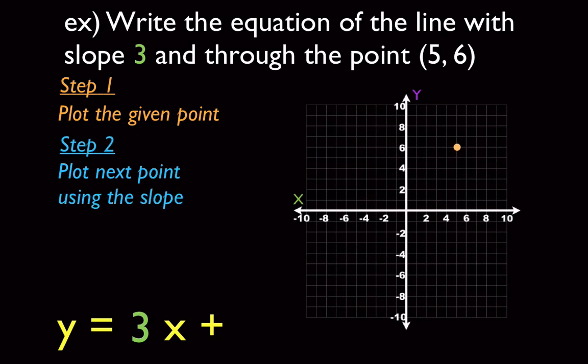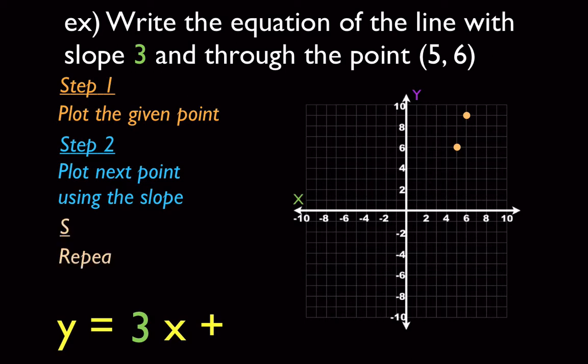Step two is plot the next point using the slope. Slope is 3, which means I'm going to go up 3, and then I'm going to go over 1, and that's my next point to plot. So make sure that you do this every time. Again, this example is worked out for you on the paper, so that makes it pretty straightforward, but I want to make sure you guys understand each step.